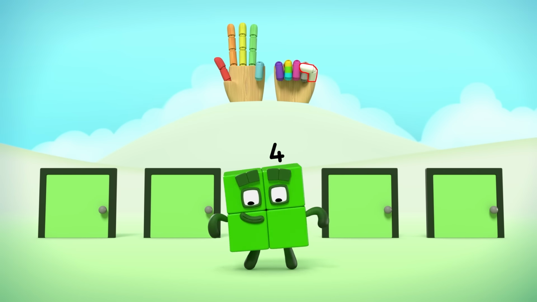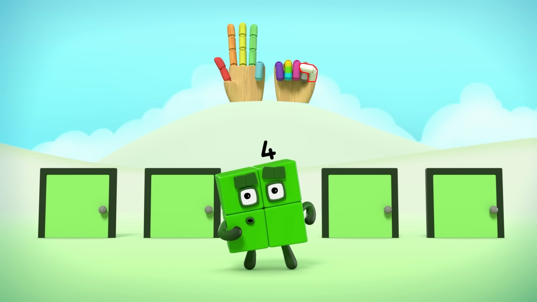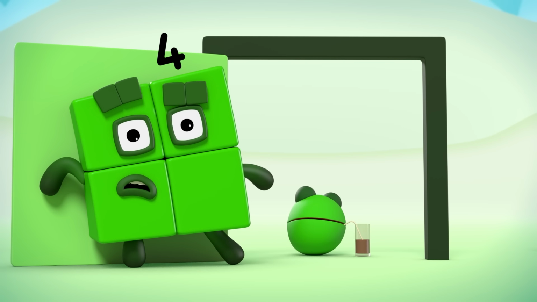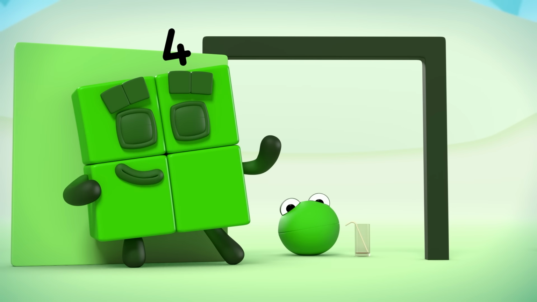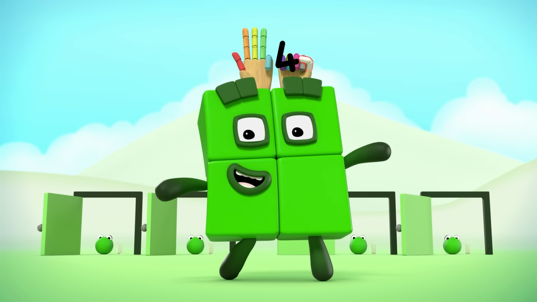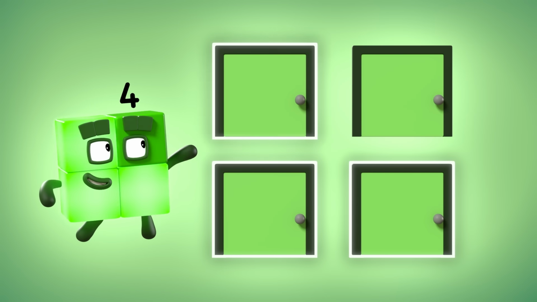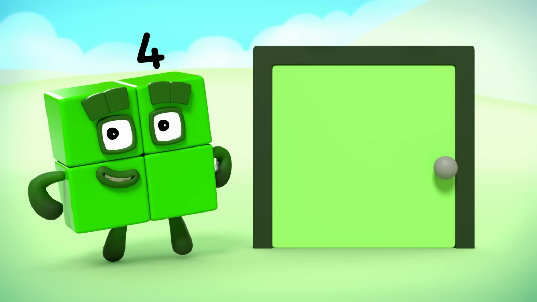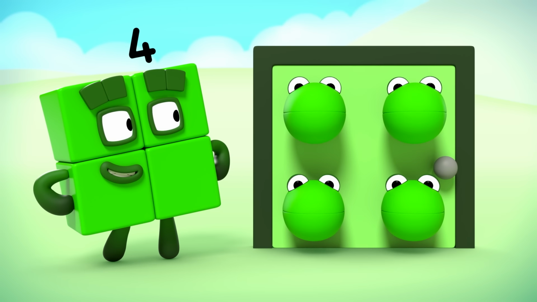4 number blobs and me, counting everything we see, opening the door, slapping through a straw, whistling a happy melody. 4 number blobs and me. 1, 2, 3, 4, 4 doors. 1, 2, 3, 4, 4 straws. 4 number blobs and me.